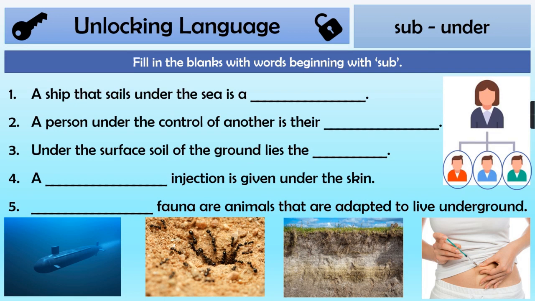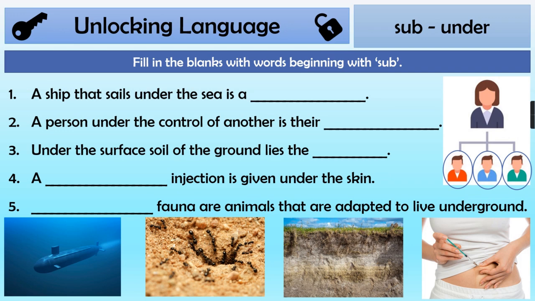Welcome to Unlocking Language, where we show you how ancient Greek and Latin words can be the key to the English language. Today we're having a look at a Latin word, sub, which has the meaning of under or beneath. And in English this is usually a prefix. In other words, it goes at the beginning of another word.